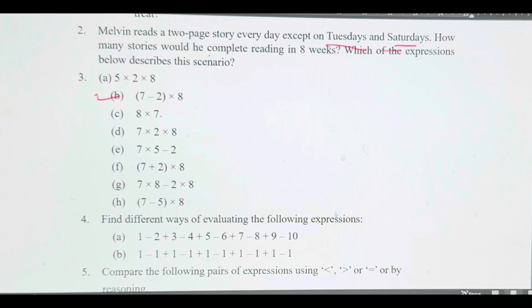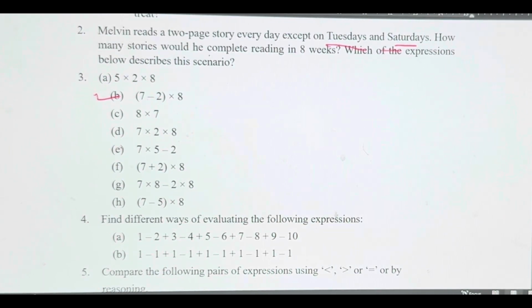8 into 7 will be wrong because Melvin is not reading every day in a week. So this we can't consider. Similarly, 7 into 2 is also wrong because again 2 days we need to subtract, and this 2 of the 2-page story has nothing to do with the total number of stories read.